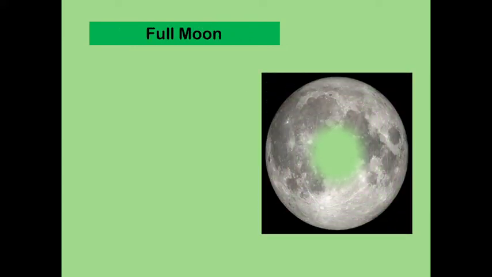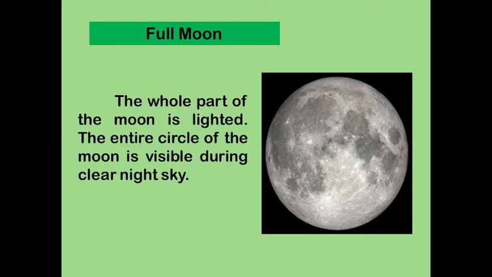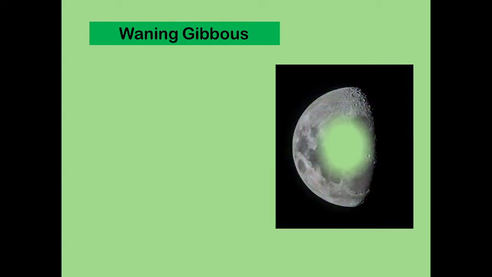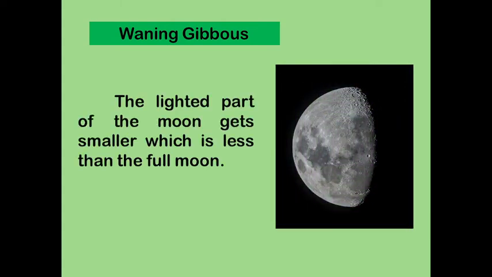Full moon. The whole part of the moon is lighted. The entire circle of the moon is visible during a clear night sky. Waning gibbous. The lighted part of the moon gets smaller, which is less than the full moon.